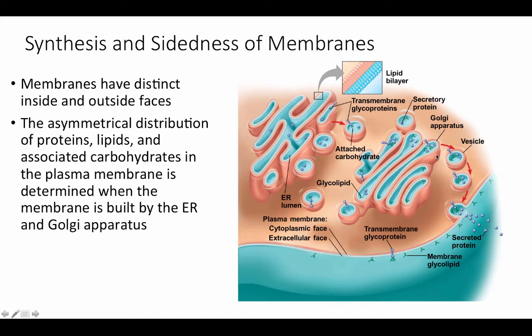So remember that with these vesicles, because of the way they fuse and release their contents, the inside of the vesicle is going to end up being the outside of the cell membrane. So the proteins are going to be oriented in a particular way, and that's going to be determined by the arrangement that's made initially within the endoplasmic reticulum.